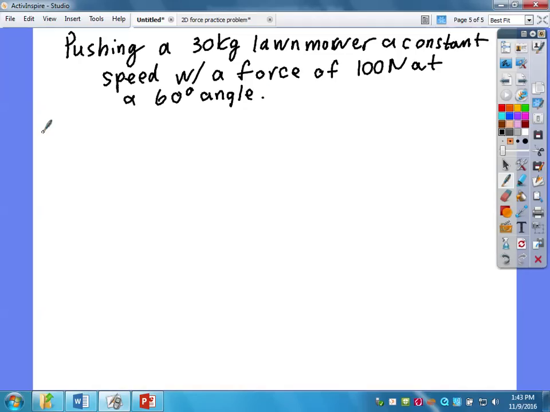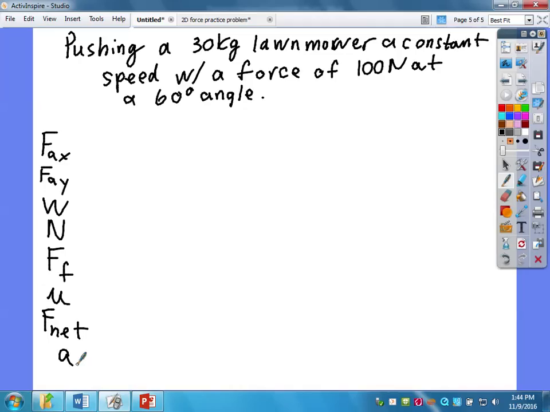Basically solve for everything. I want to know what FAX is, FAY. I want to know what weight is, normal. This one I'm going to say there is friction, so what's the coefficient of friction as well? What's the net force and what's the A?